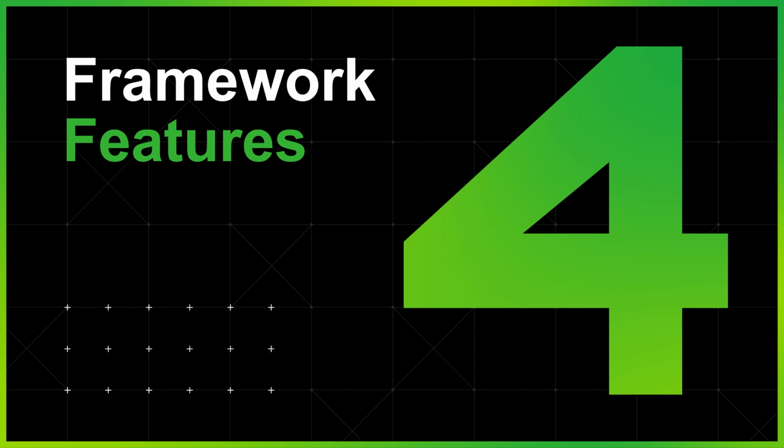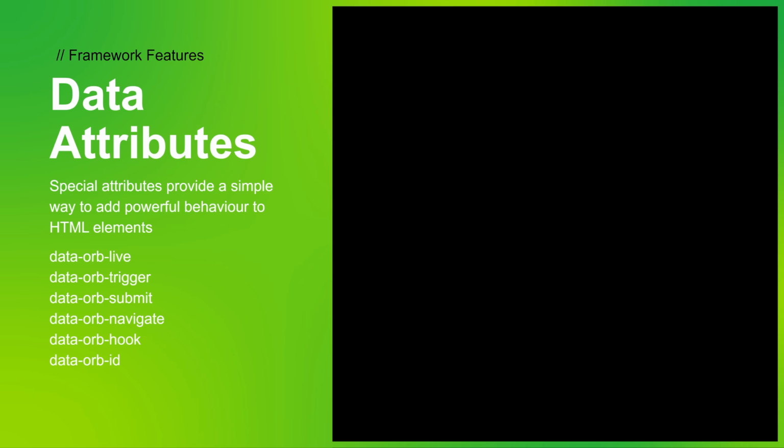We'll now cover some of the features that the framework provides, starting with data attributes. HTML5 allows web applications to specify their own attributes for use on HTML elements. To avoid these conflicting with existing standard attributes, they're prefixed with data and a hyphen, so they're called data attributes. Org provides several of these, and we'll cover what they all do.